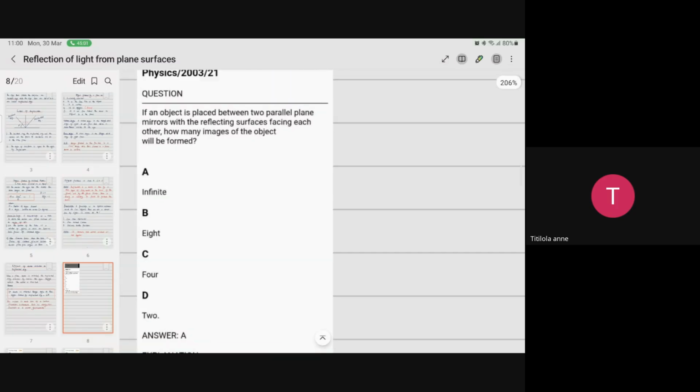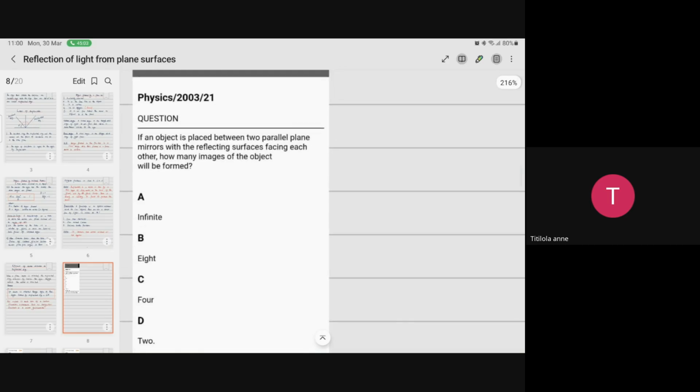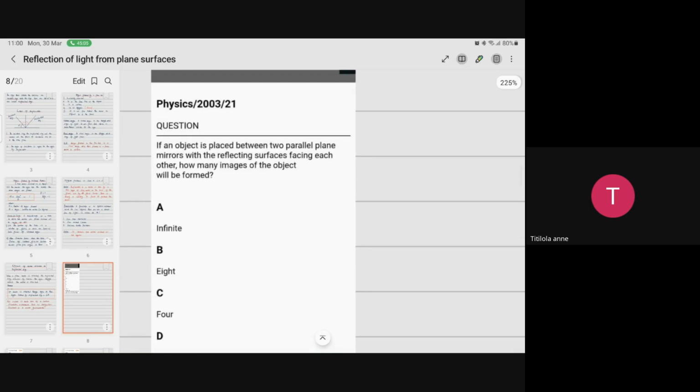So question one says, can you see it now? If an object is placed between two parallel plane mirrors with the reflecting surfaces facing each other, how many images of the object will be formed? If the mirrors are parallel, between two plane mirrors, you guys can read now.